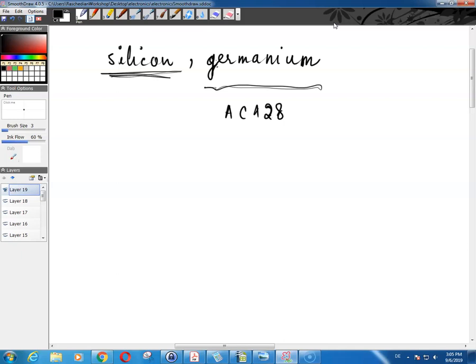So here it says that silicon and germanium are semiconductor materials used in the manufacture of diodes, transistors, and integrated circuits. Semiconductor material is refined to an extreme level of purity, and then minute controlled amounts of specific impurity are added, which is a process called doping. So what they do is refine these semiconductors.